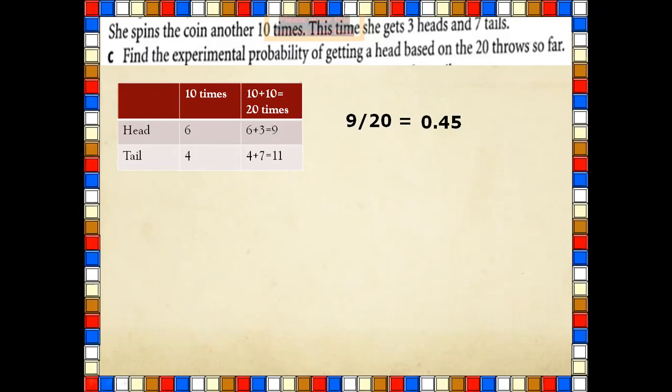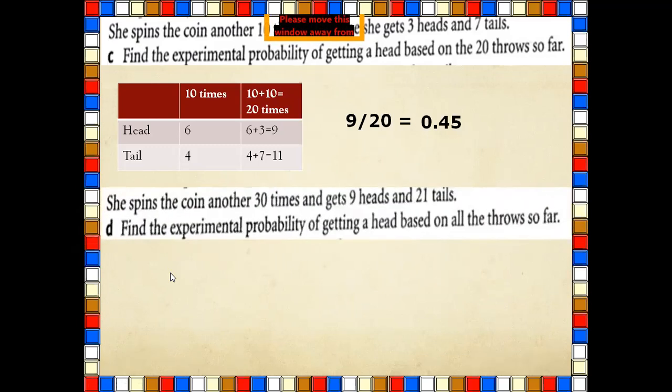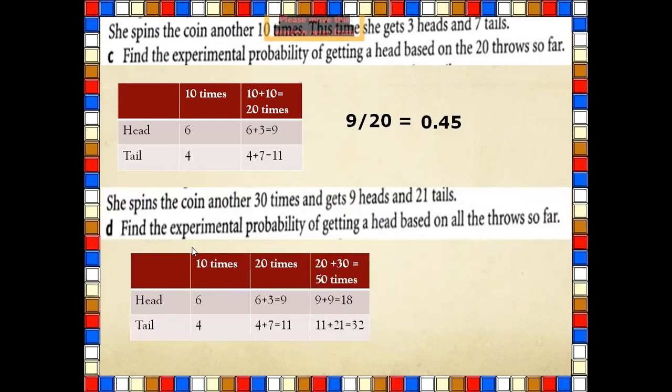Let's go to someone else to do another part. Yes, Aisha. Let me go back to Lina. Yes, teacher. She spins the coin another 30 times and gets 9 heads and 21 tails. Find the experimental probability of getting a head based on all throws so far.